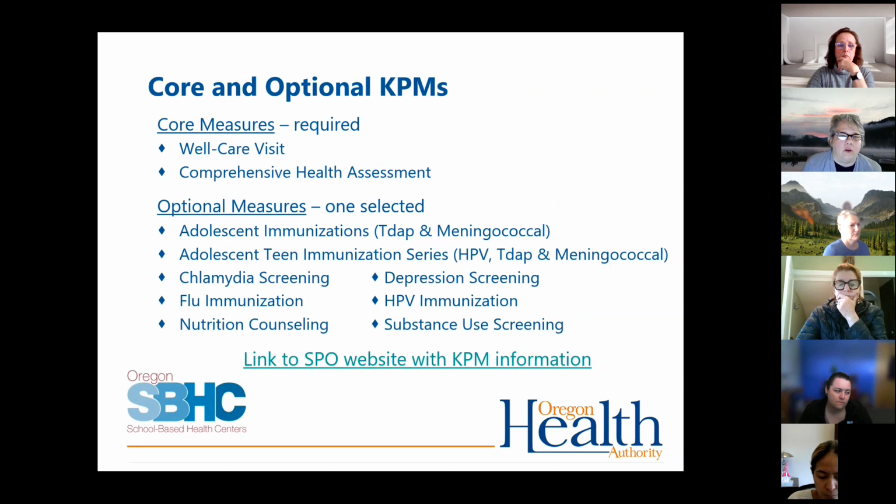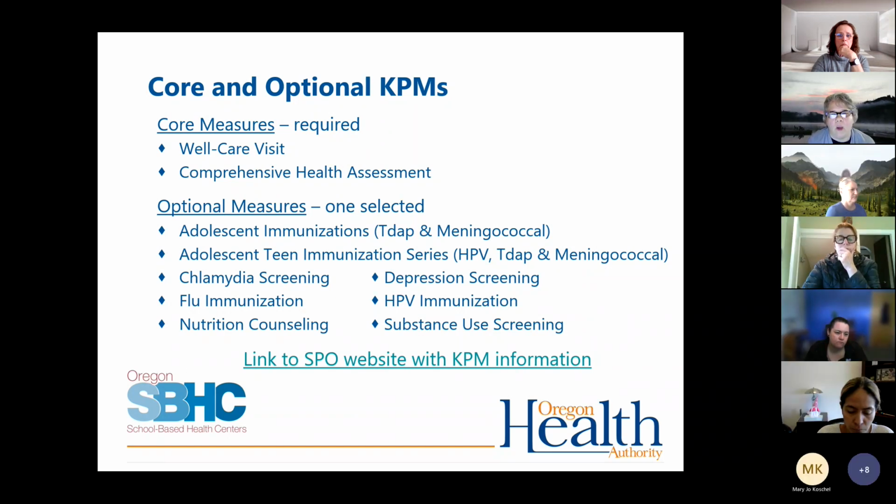Okay, so here are the core and the optional KPMs. Like I said, the well visit and the health assessment are required, and all sites have to audit for those services. And then here's the list of optional measures that you can choose from. We have adolescent immunization that includes Tdap and meningococcal. We have an adolescent teen series, which is HPV, Tdap, and meningococcal. Chlamydia screening, depression screening, flu immunization, HPV immunization, nutrition counseling, and substance use screening.